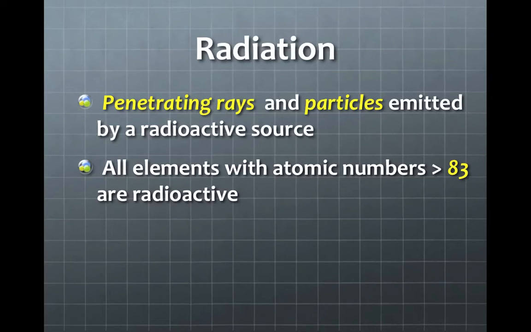Number 83 is bismuth. So anything greater than 83 is radioactive. So from actinium on, radon, radium, all of those are radioactive. Hence radon and radium. There's a reason why we named them those. So pretty much the lower half of the periodic table are usually radioactive, which is kind of exciting, also kind of scary.